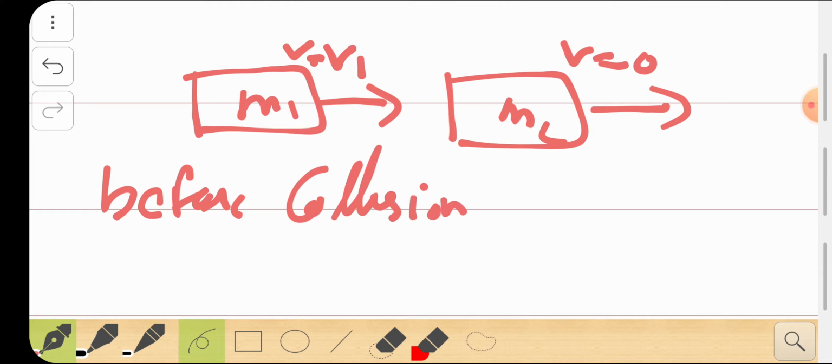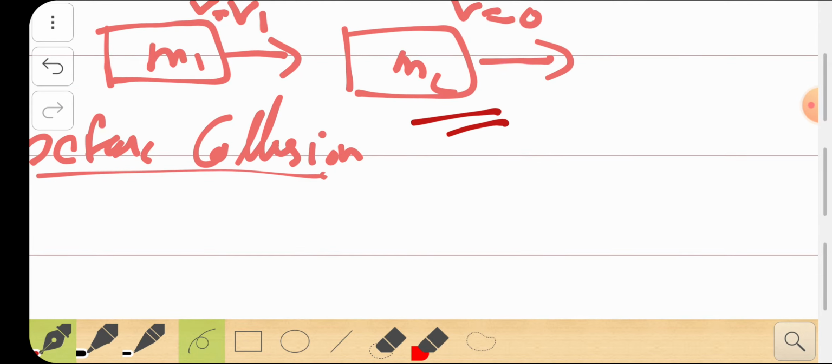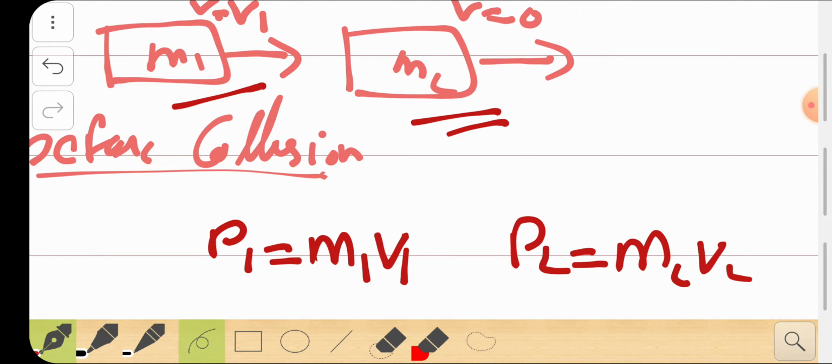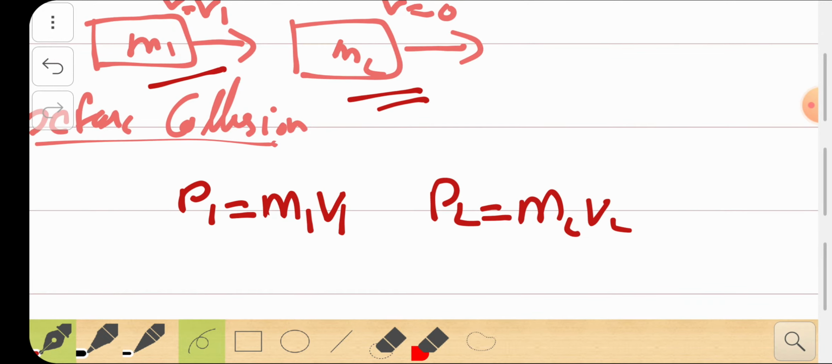So before collision, these two bodies were sitting there, lying there, and the second one wasn't moving. So if that's the case, then we can say that the momentum before collision will be P1, which is equal to m1 v1 for the first particle, first mass, and P2, which is m2 v2 for the second particle, second mass.